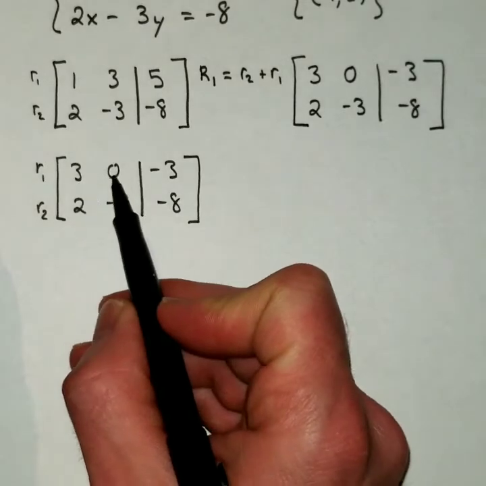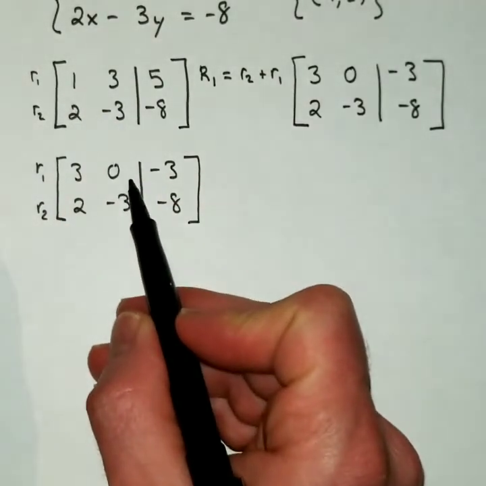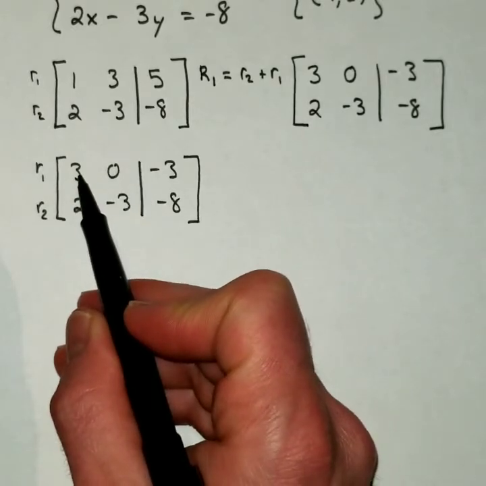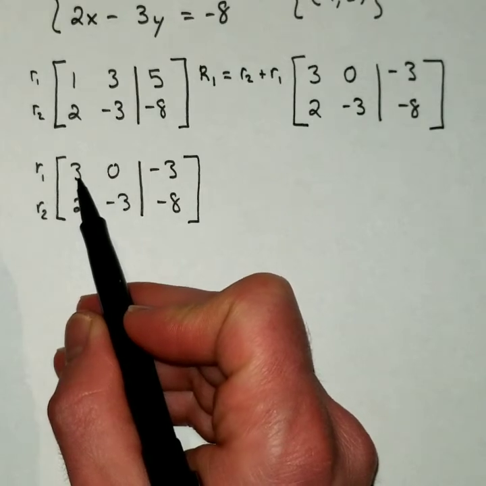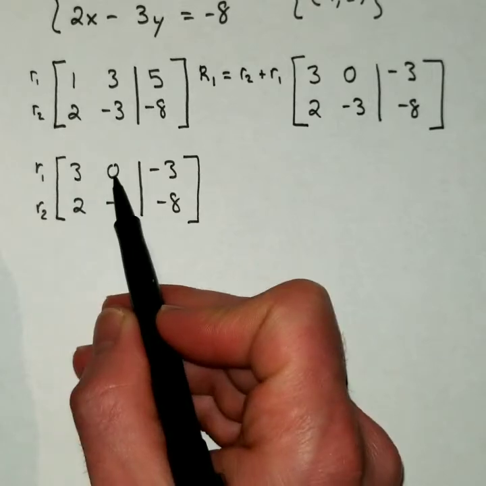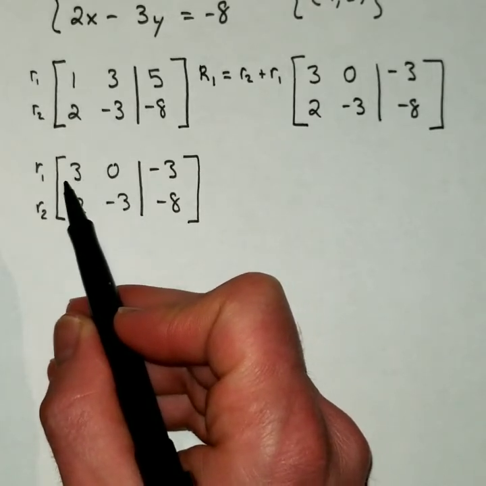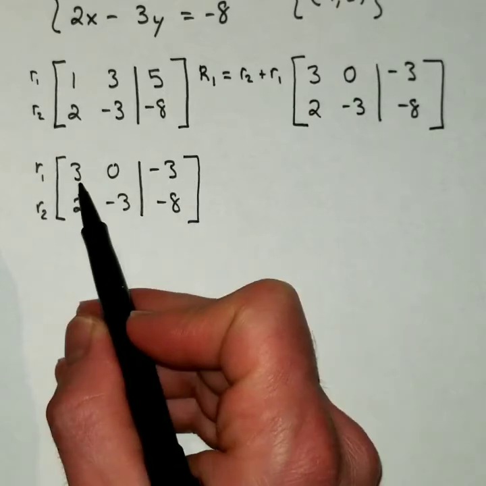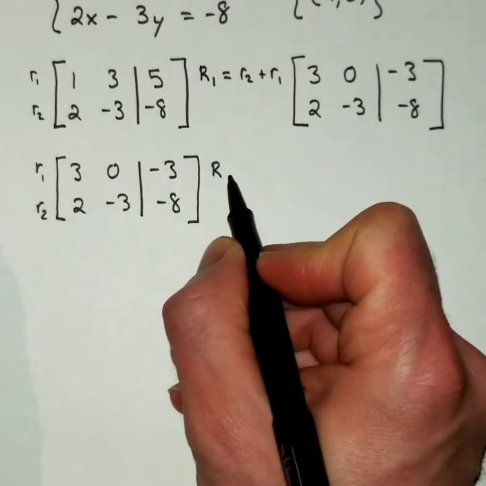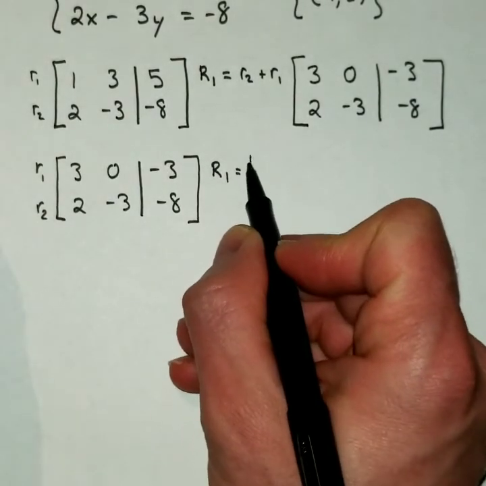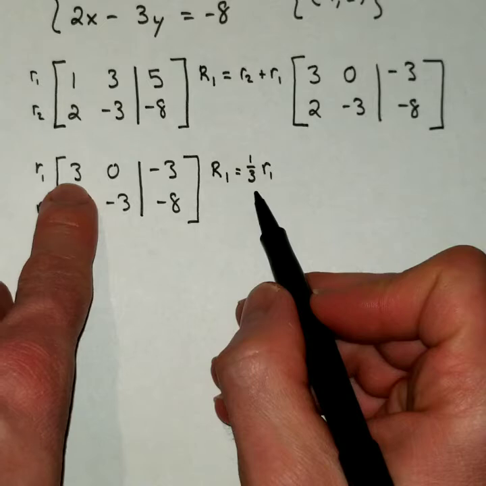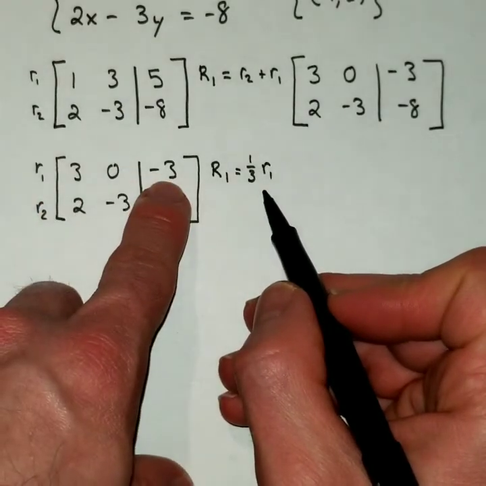My goal is to get, now I lost my 1, didn't I? I need 1s on the diagonal, 0s elsewhere. So I got the 0, but now I lost my 1. So my goal is to get a 1 here. How could I get a 1 easily? Well, one way to do that, without changing the 0, would be to just divide everything by 3. Right? Divide this by 3, or multiply by 1/3. And so I'm going to take the new row 1 to be 1/3 of the previous row 1. That means I multiply every entry in row 1 by 1/3.